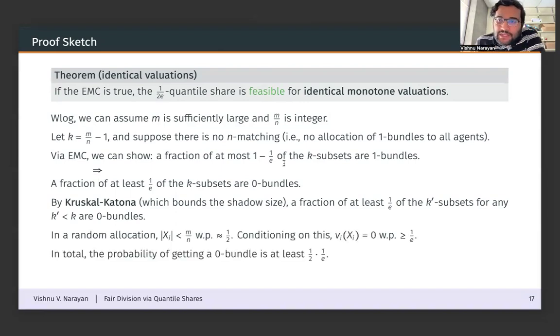So now in a random allocation, the size of xi is less than its expectation with probability approximately 1/2. Conditioning on this, vi of xi is 0 with probability at least 1 over e, so you get a 0 bundle. In total, the probability of getting a 0 bundle is at least 1 over 2e, combining these 2 things. That's the whole proof sketch.